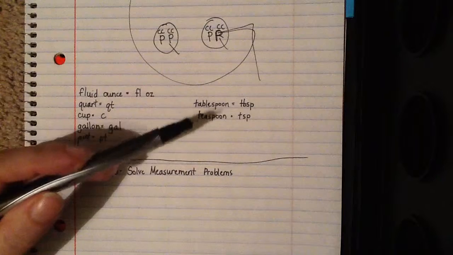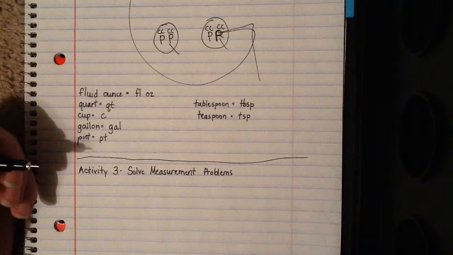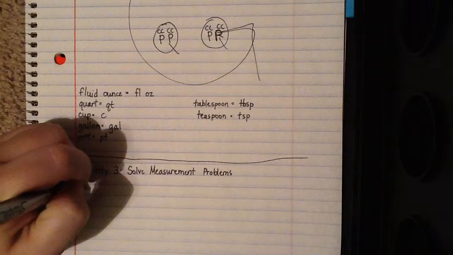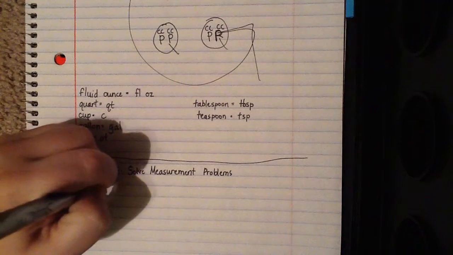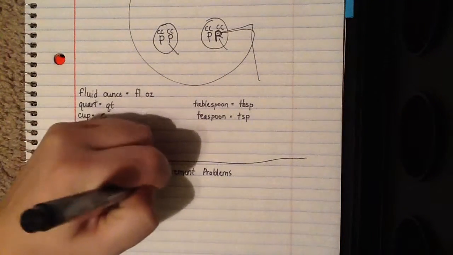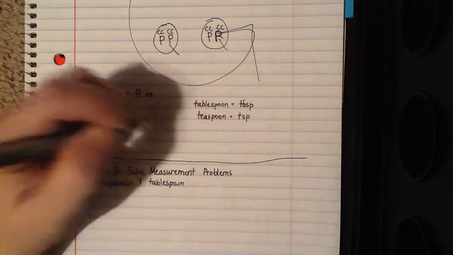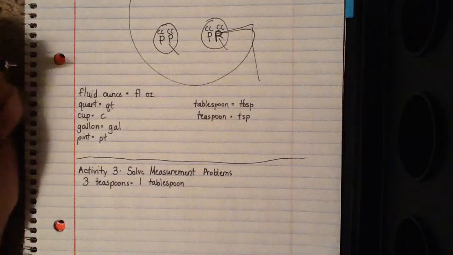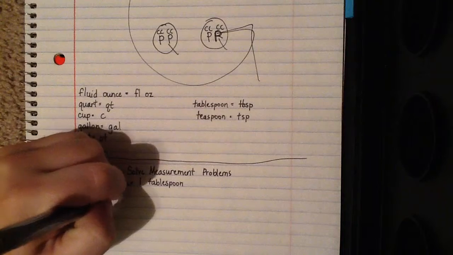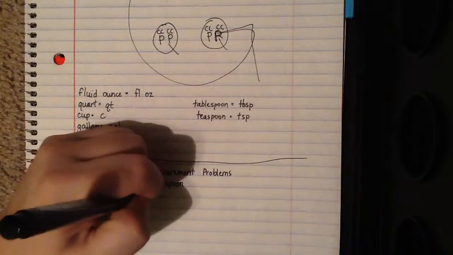Let's go back and look at our teaspoon and tablespoon that we talked about in Activity 2 and learn the conversions for how to use them. There are 3 teaspoons in 1 tablespoon. 16 tablespoons equals 1 cup.